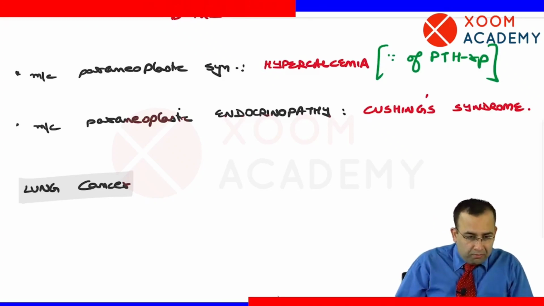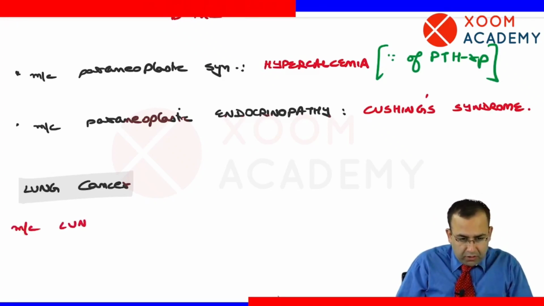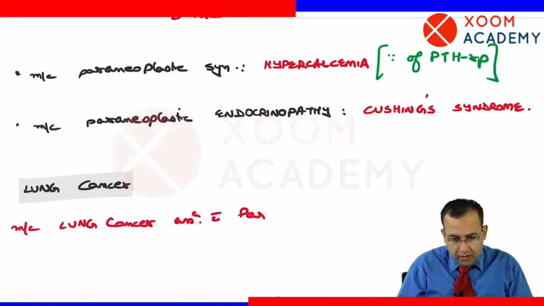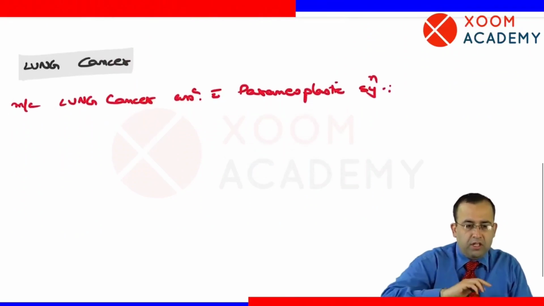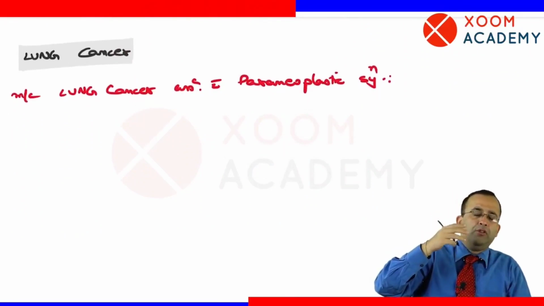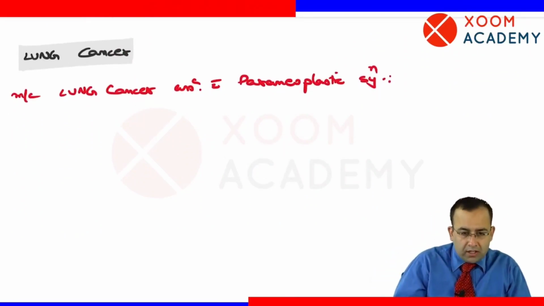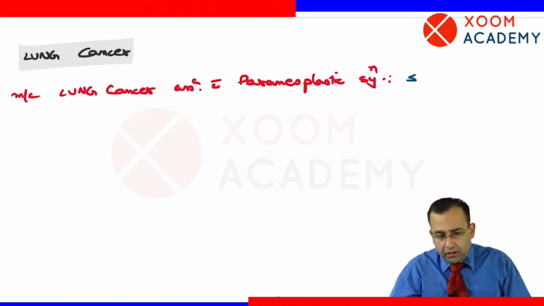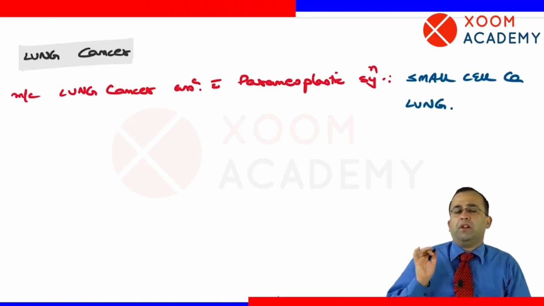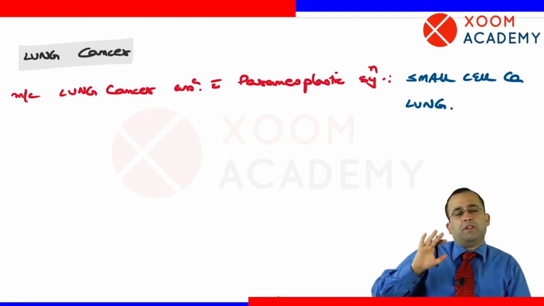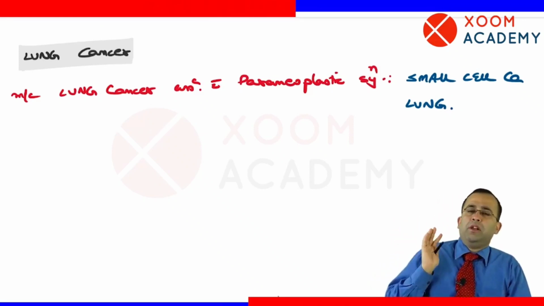First point, the most common lung cancer associated with paraneoplastic syndromes. Out of these four, squamous, small cell, adeno, and large cell, which is the most common lung cancer with paraneoplastic syndromes? That is small cell carcinoma lung.